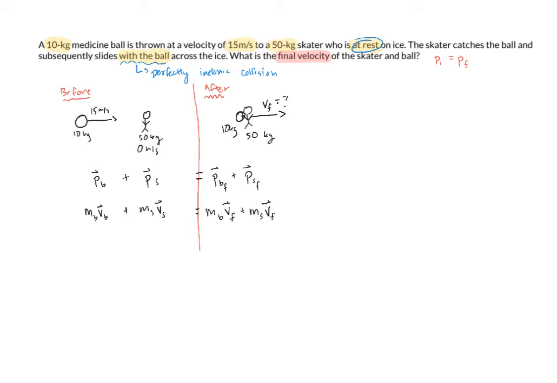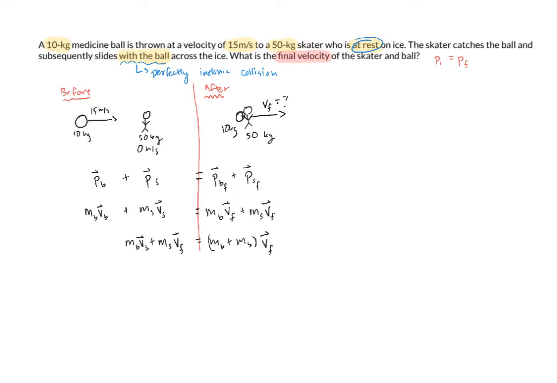So I'm going to do one last thing before I start putting in numbers. And what that's going to be is I'm going to combine, so simplify a little bit, the right side of my equation by factoring out that v final. So what I'll get is that the mass of the ball times the velocity of the ball plus the mass of the skater times the velocity of the skater initially is equal to the mass of the ball plus the mass of the skater times their same final velocity.